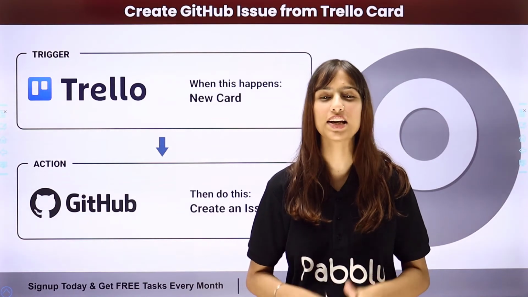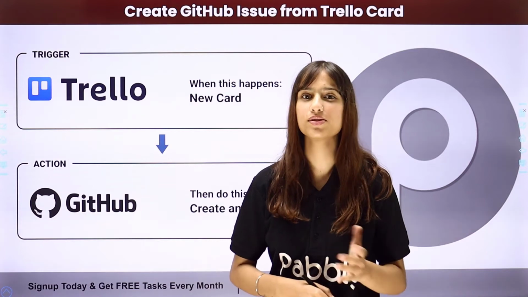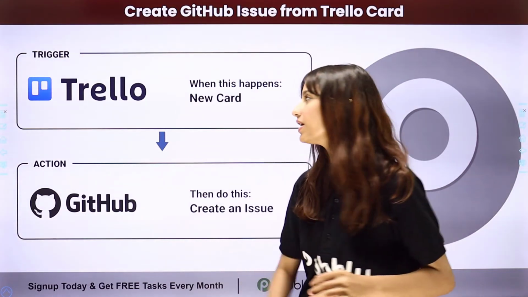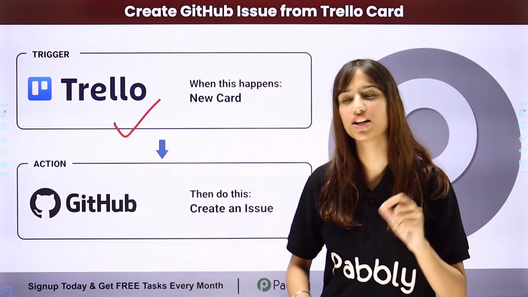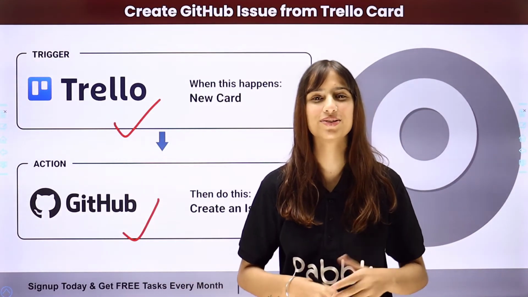So now to do this, I need to build an integration between these two applications, for which I'm going to use Pabbly Connect. So here my trigger application will be Trello and my action application will be GitHub. So if you want to learn more about this integration, follow me through the screen.